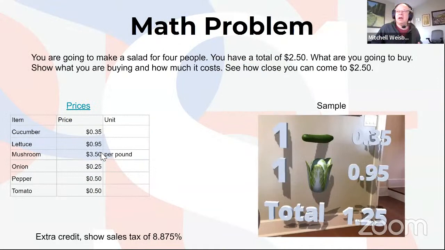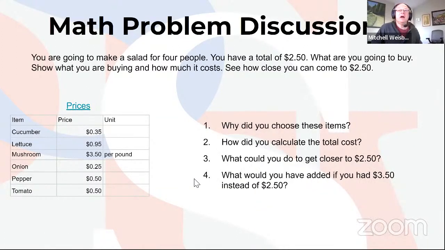Math problems: you can have the kids go to the store, and if they had a certain amount of money, what could they buy? And so here, they bought a cucumber and some lettuce, and so they spent $1.25.